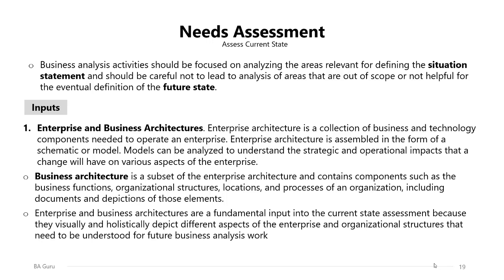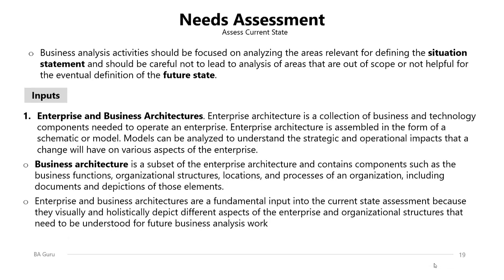Enterprise and business architectures are a fundamental input into the current state assessment because they visually and holistically depict different aspects of the enterprise and organizational structures that need to be understood for future business analysis work. So if you understood the enterprise and business architectures, you can realize the importance of understanding these architectures before moving on with the current state assessment.